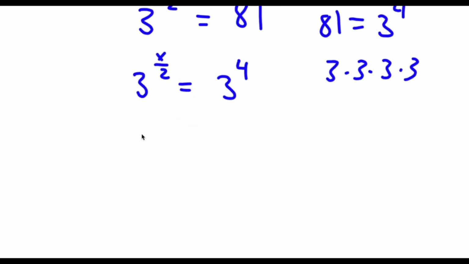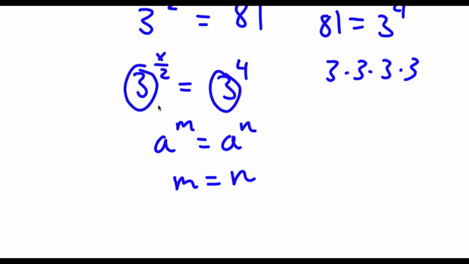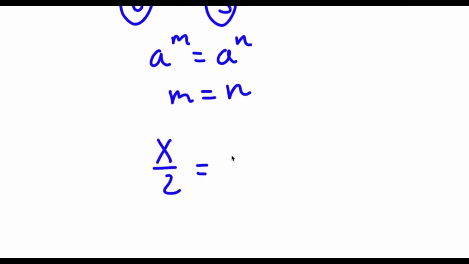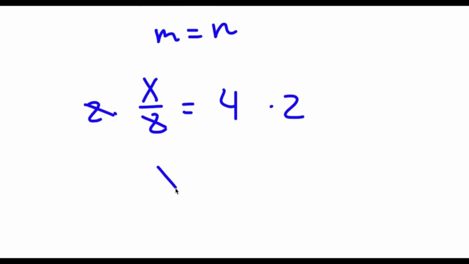Now, if I have something in the form a to the power of m is equal to a to the power of n, then this means that m is equal to n. So in this case, I have 3 to the power of x over 2 is equal to 3 to the power of 4, and notice how both of these bases are the same. Both have 3's for bases, meaning that the exponents, x over 2 and 4, are equal to each other as well. So I have x over 2 is equal to 4. And now this is just a simple equation to solve. All I have to do is multiply both sides by 2. So then these two cancel out, and I'm left with x is equal to 4 times 2, which is 8.